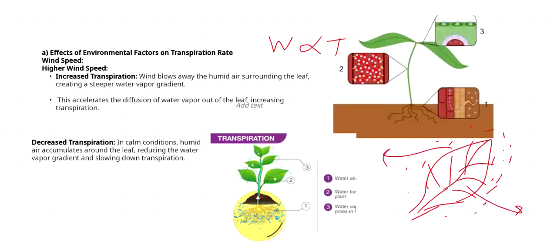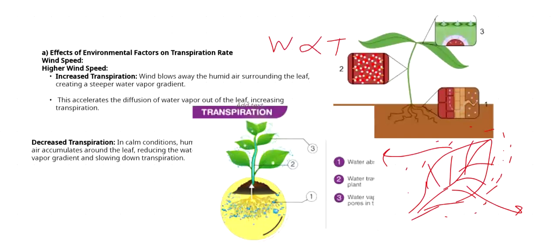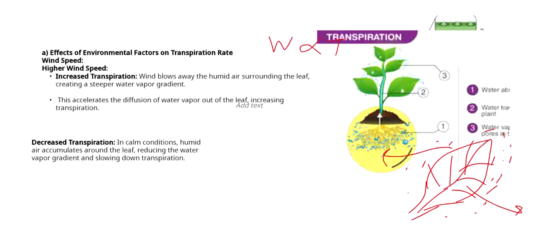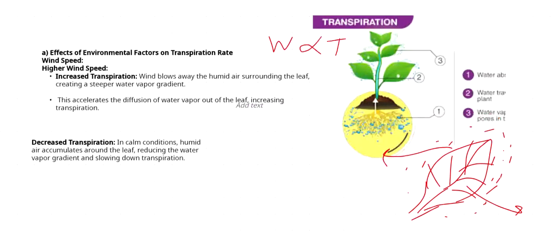In this diagram, I explained and showed how transpiration occurs when the wind is higher. So wind is one transpiration factor. When there is more wind, more transpiration rate. When there is less wind, then definitely less transpiration rate.